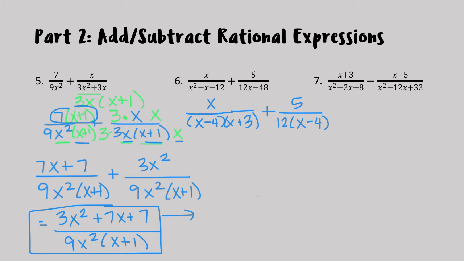Okay, both denominators already have an x minus 4. That's great. They have something in common. But this denominator has an x plus 3. That means the other one also needs an x plus 3. If I multiply it to the denominator, I also have to multiply it to the numerator. This denominator has an x minus 4. The other one already does. And then this denominator has a 12. So I need to multiply the first denominator by 12 and then also multiply it to the top. Okay, I'm going to write what I have now.